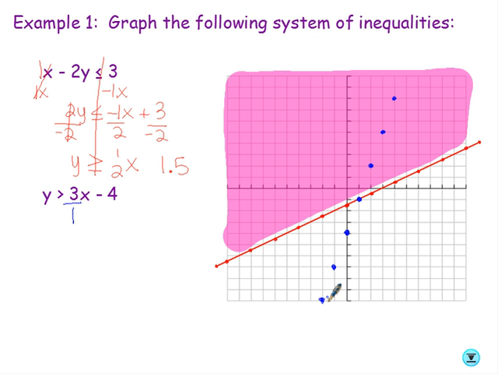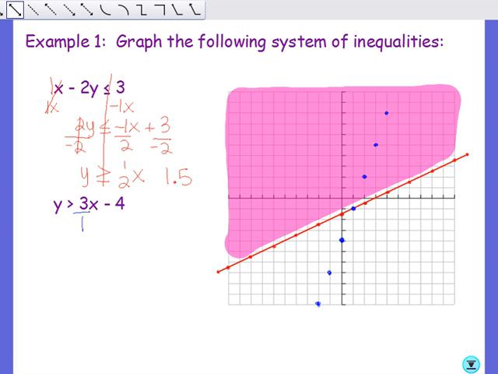Now I have to draw my line. I look at my symbol. Is it going to be dashed or solid? There is no bar, which means it's a dashed line. So I'm going to draw a nice, long, dashed line through all of my points that I just made.